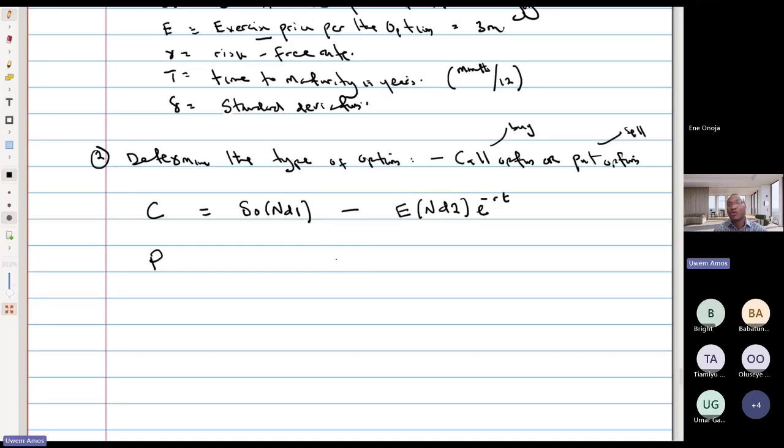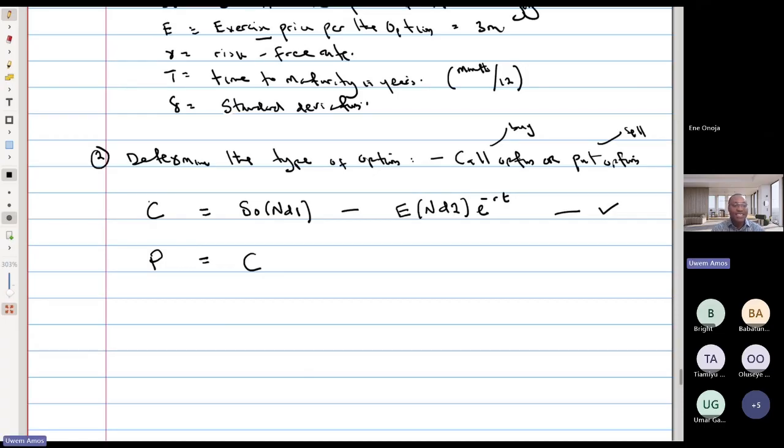So if it's a call option, this is the formula you would use. Now, if it's a put option, P is equal to C. So what does that mean? It means that whenever you have a put option, you must first find the value of the call option. Did you see that? That's why we're having that C first.